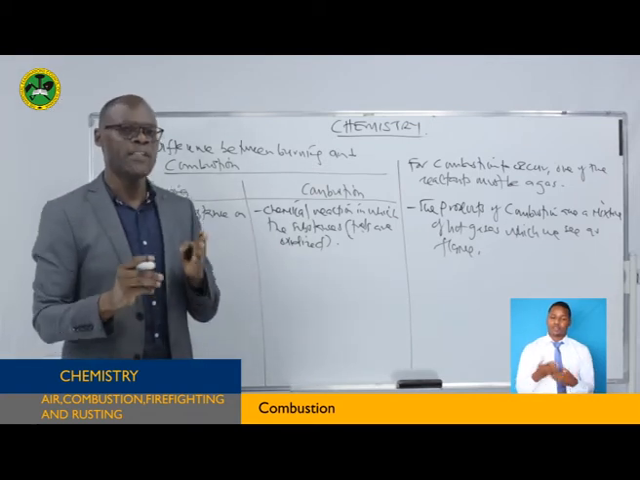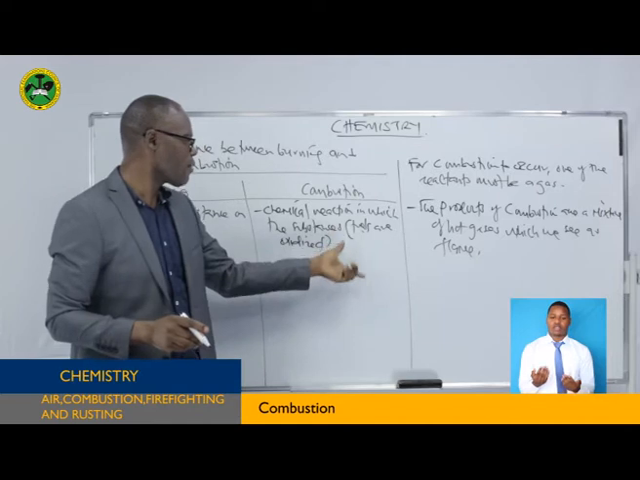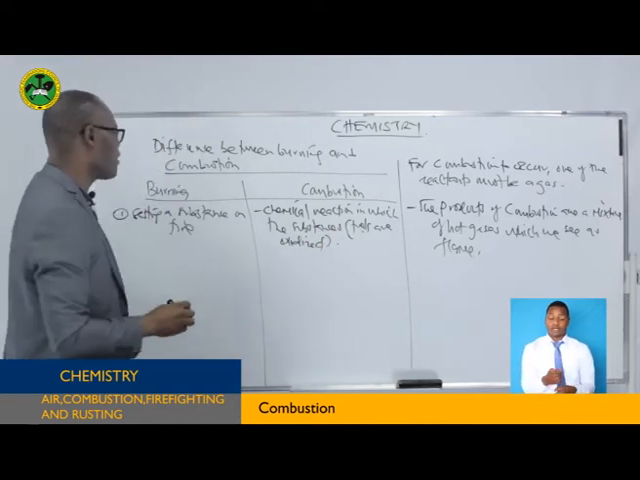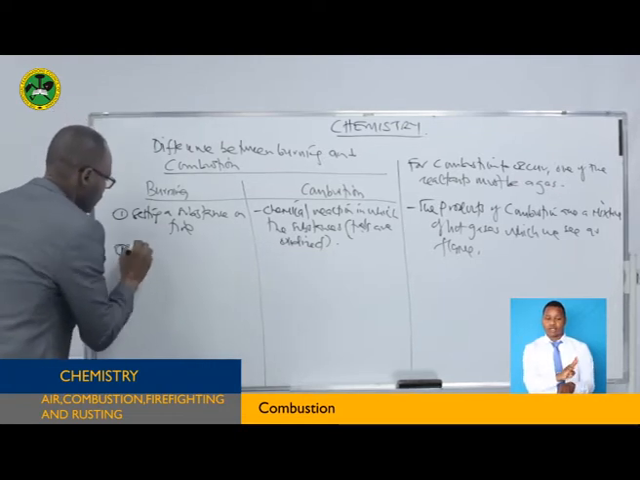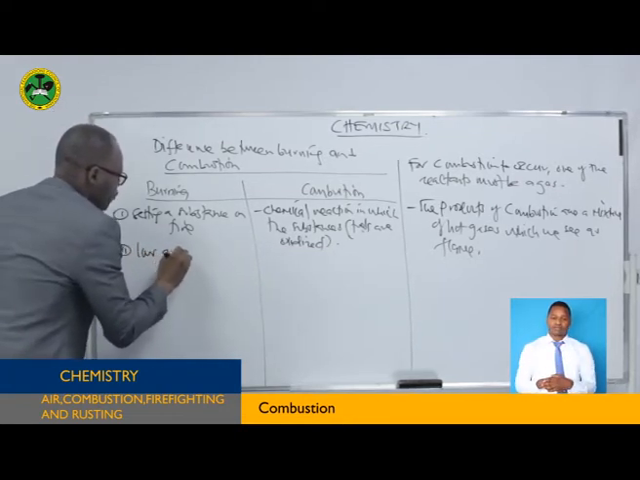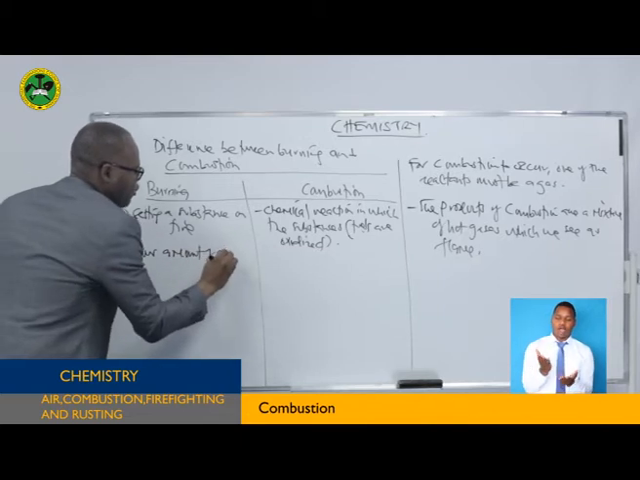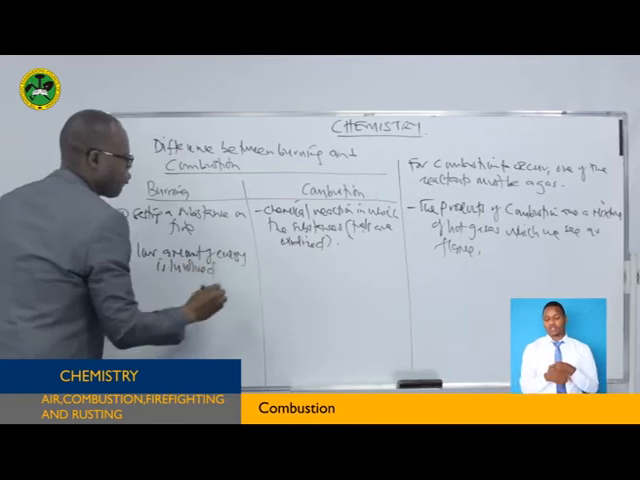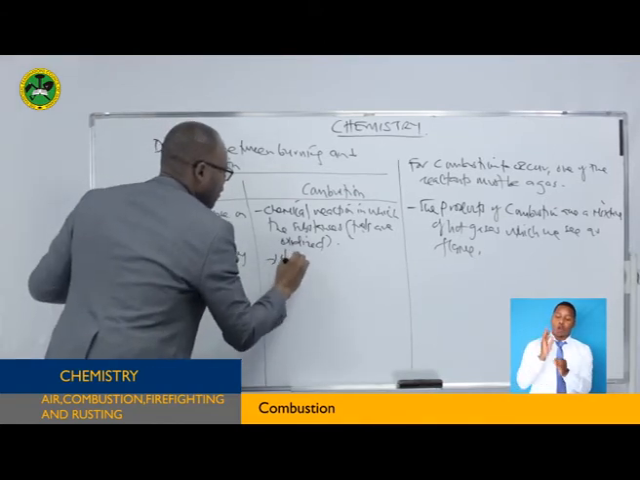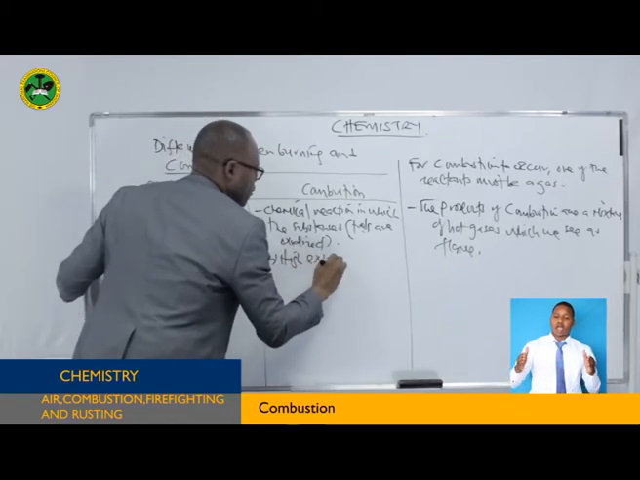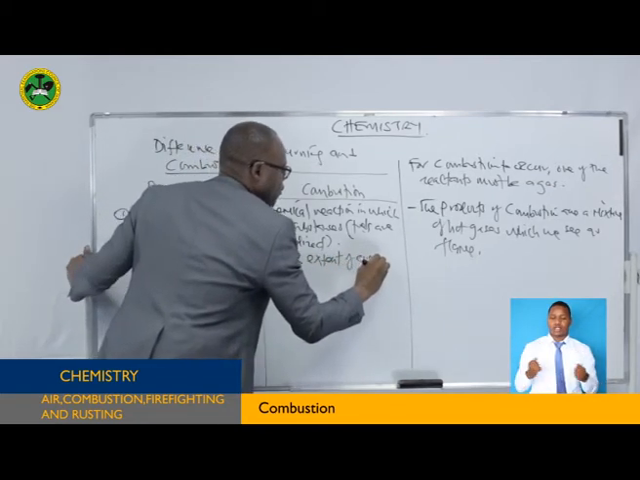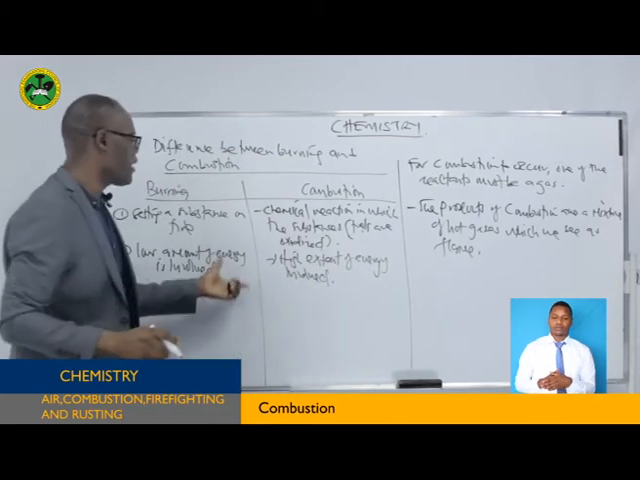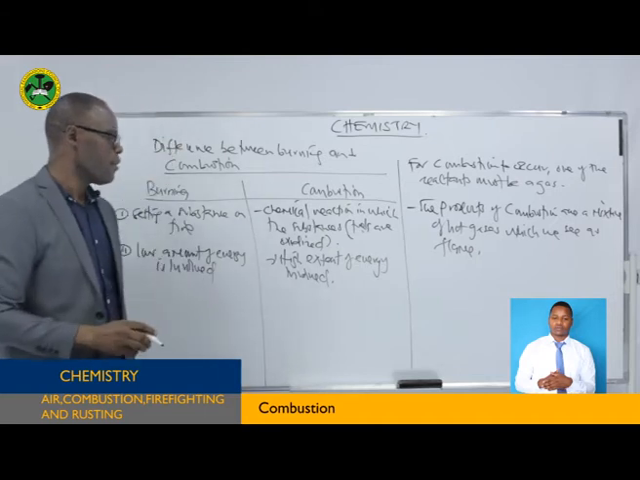But let's look at the extent of energy which is being acquired by combustion or burning, or energy used in the process. In burning, the energy is less. Low amount of energy is involved. In combustion, there's a high extent of energy involved. In burning, there's less energy, and in combustion, a lot of energy is involved.